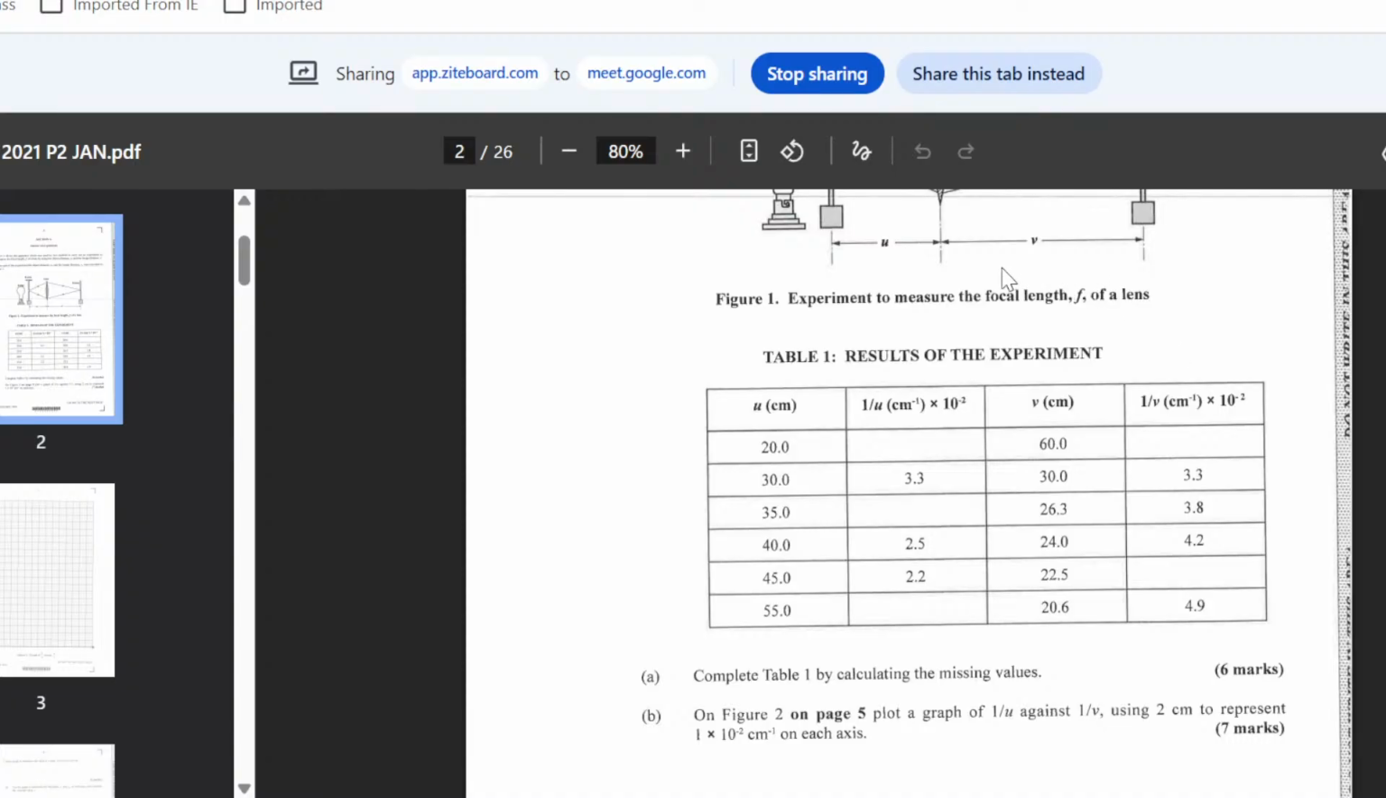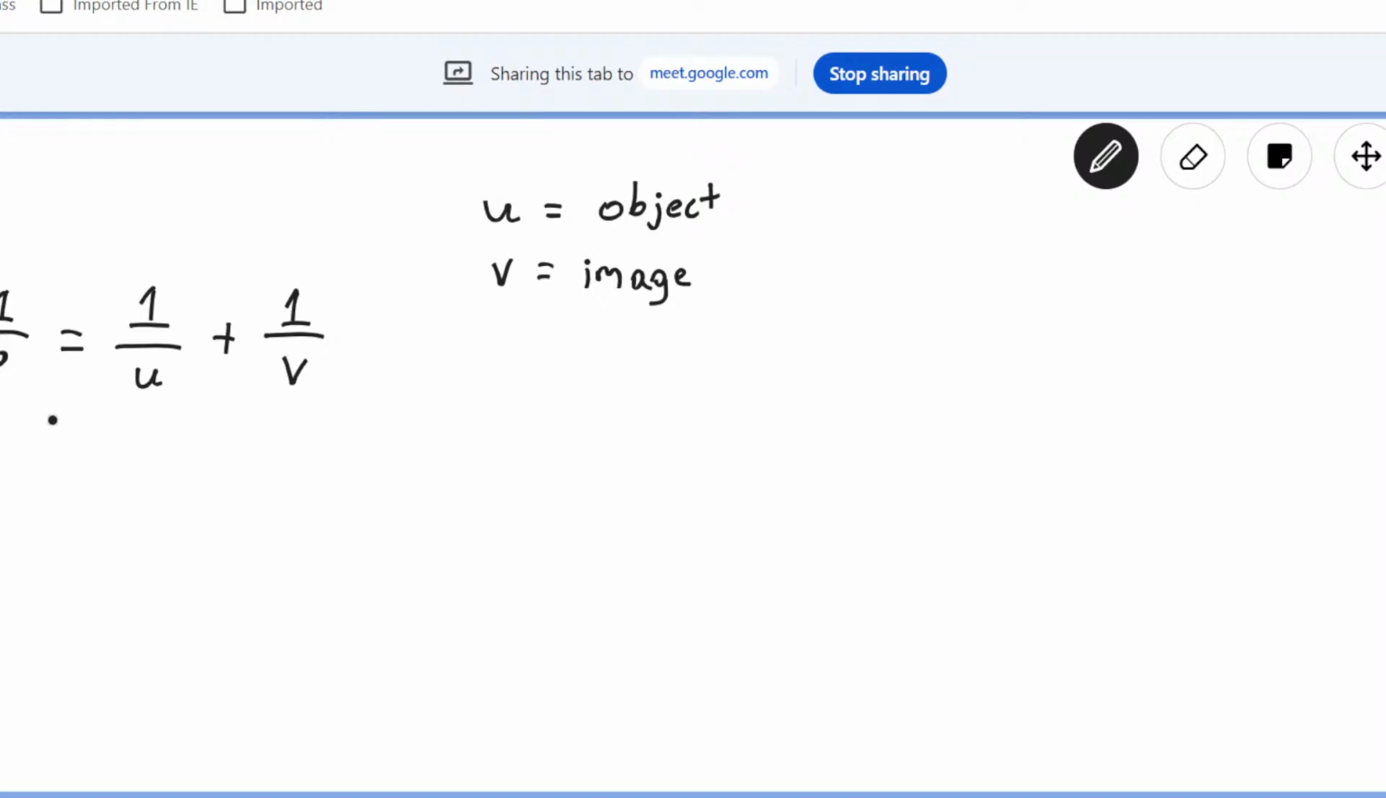Sir, what formula is this again? So this is the lens formula. When you're dealing with lens, the converging lens or diverging, f is the focal length. Let me not assume that. You know that.